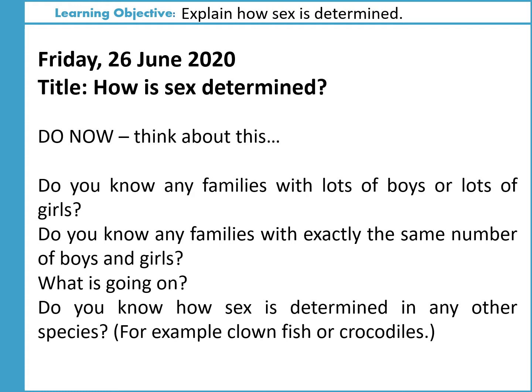Hello Year 10. This week's lesson is about how sex is determined in the genetic context. What I want you to do first of all is to think about the families you know and what genders their children are. Whether they have a lot of boys or girls, the same number or different numbers, and why might that be? Let's have a think about that for a moment, please.